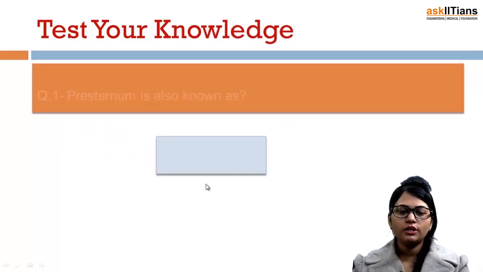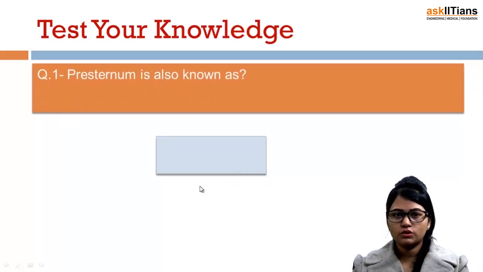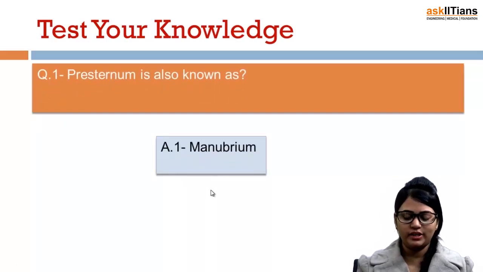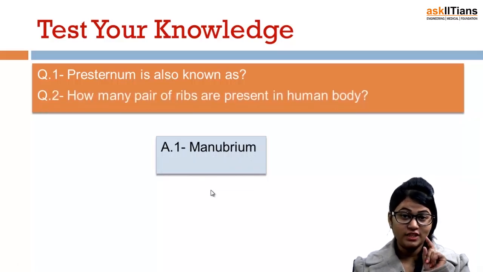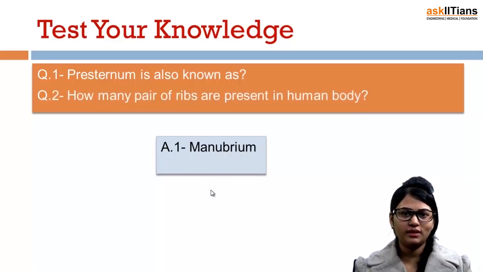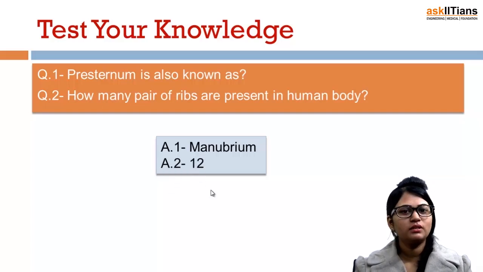Now, testing the knowledge. Presternum is also known as manubrium. That's true. How many pairs of ribs are present in the human body? We have discussed in the video as well. Yes, 12 pairs. 7 true ribs, 3 false ribs and 2 floating ribs equal to 12 ribs.